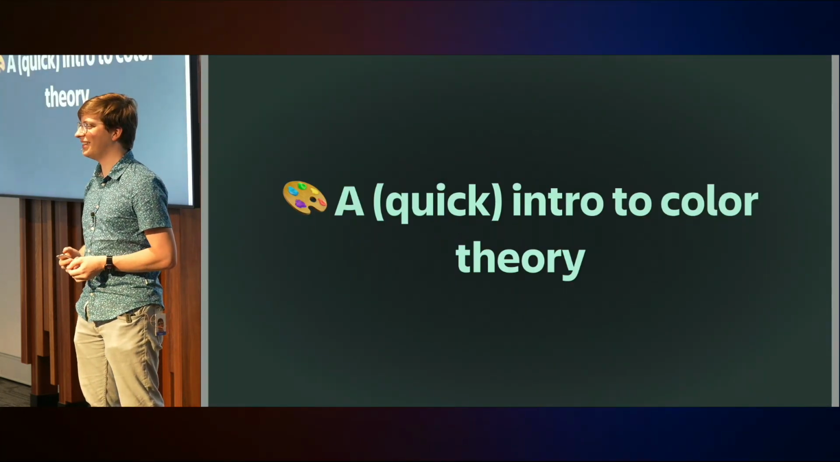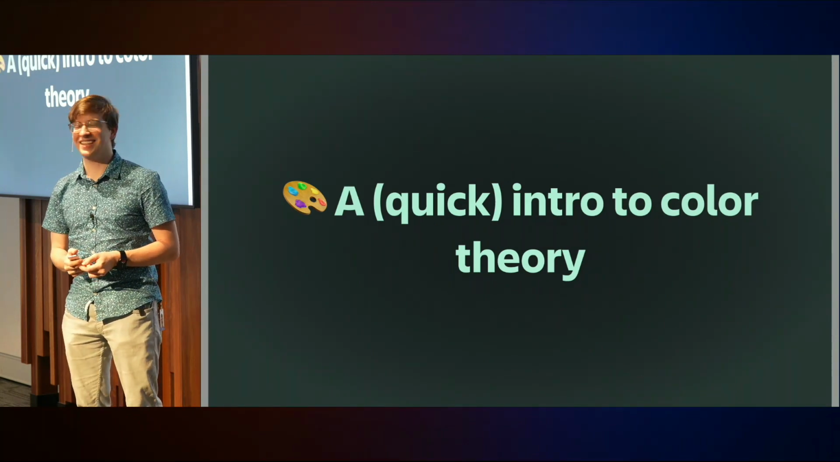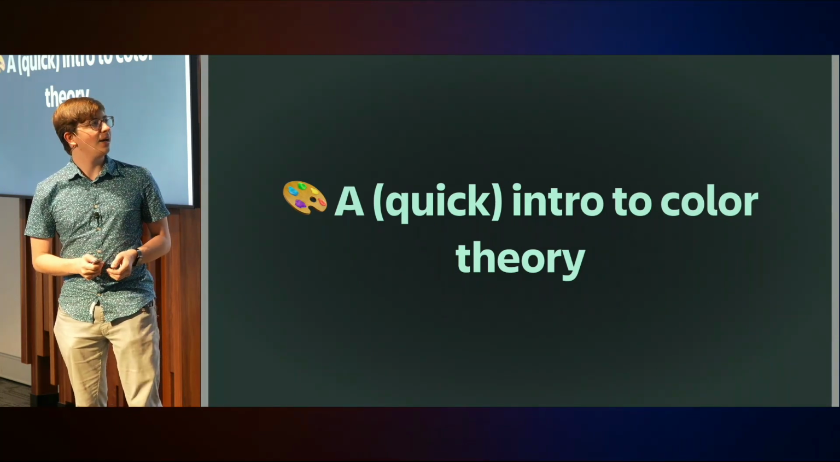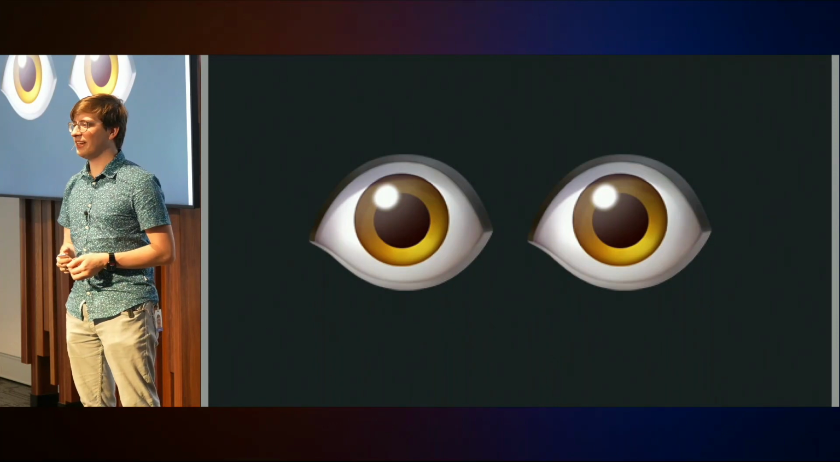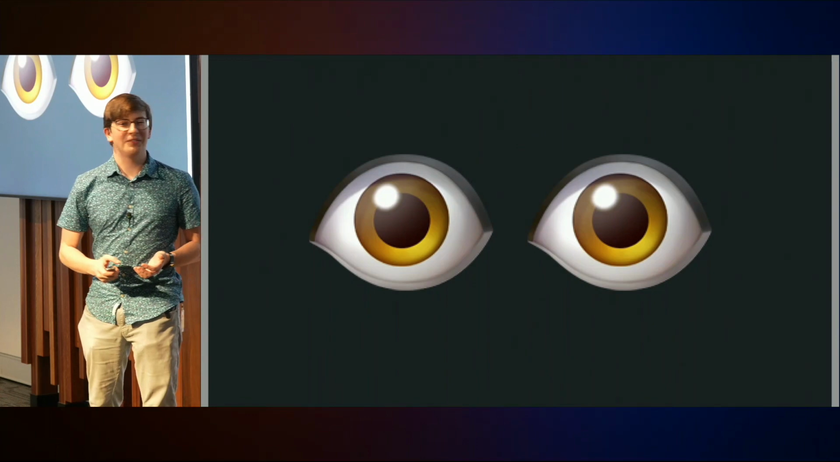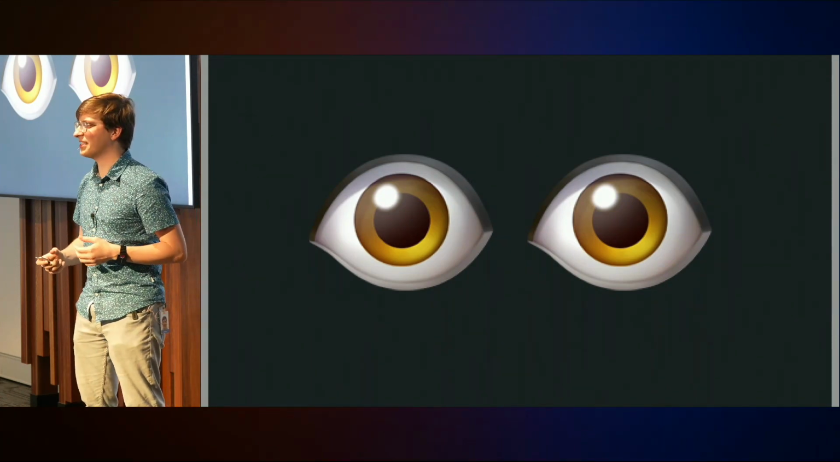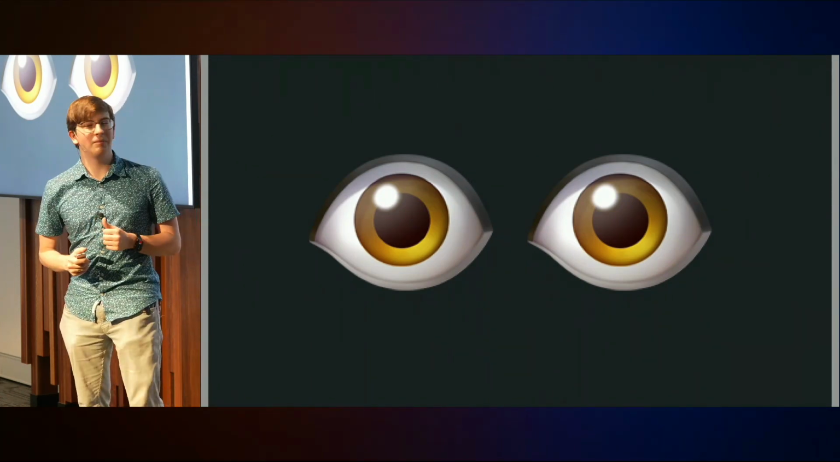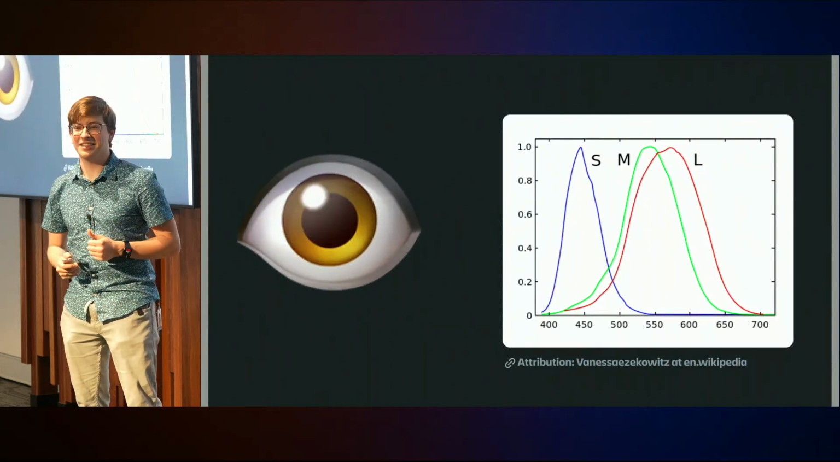So let's dive in. Here's a quick intro to color theory. To start off, the concept of color. What is color? Color is a construct that we made up to describe what we see with our eyes, in particular, with the rods and cones that we have in there.